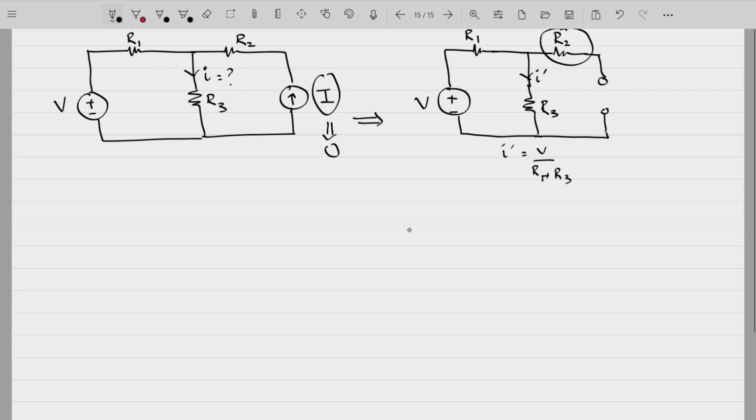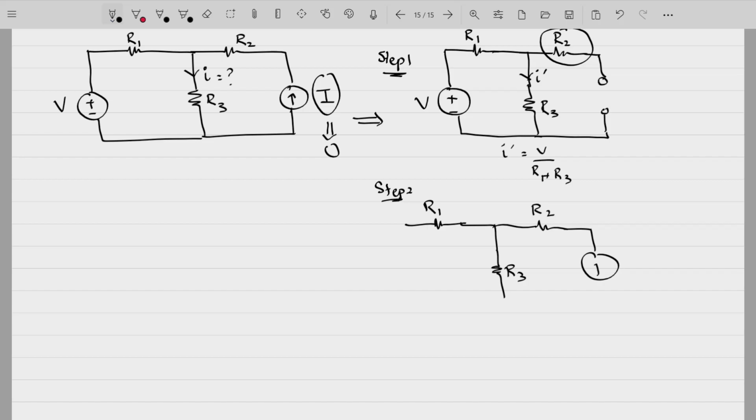Second step is now turn off the voltage source. So this is your resistance R1. This is step 1. This is step 2. Now keep the current source on and turn off the voltage source.